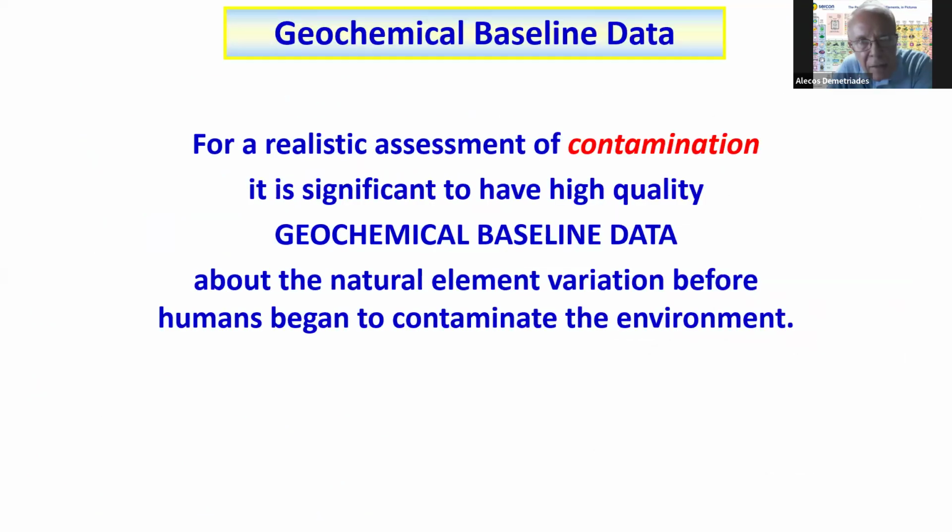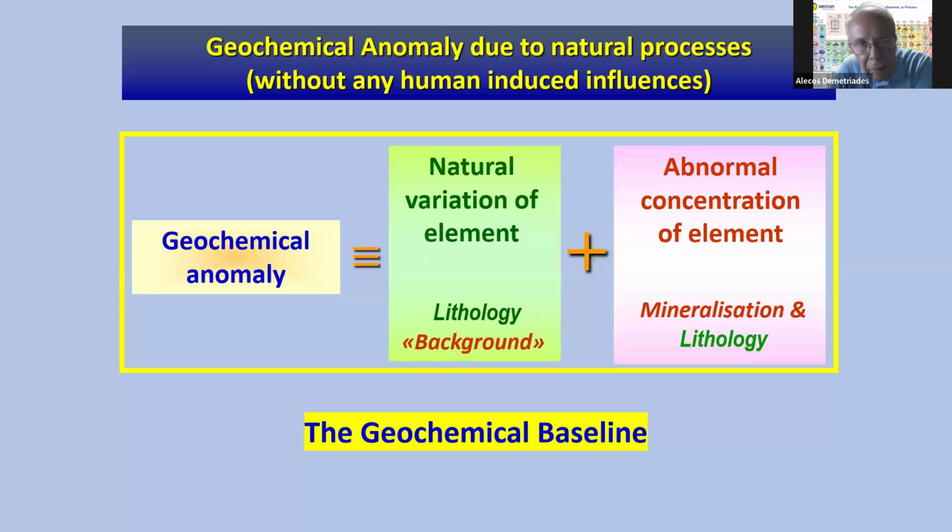Now, for a realistic assessment of contamination, it is significant to have high-quality geochemical baseline data about the natural element variation before humans began to contaminate the environment. So we have this sort of equation, you may say. The geochemical anomaly is equated with the natural variation of an element, which is due to the lithology.